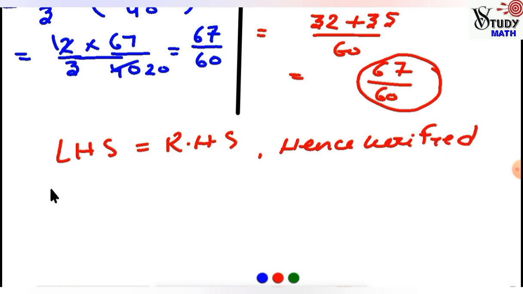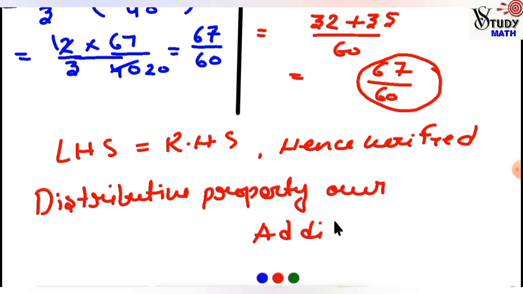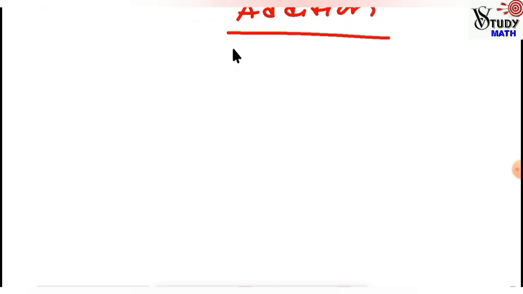Now we also have to tell the name of the property. So the name of the property here is distributive property over addition. This is the name of the property we are using in this question. Now comes to the next question.